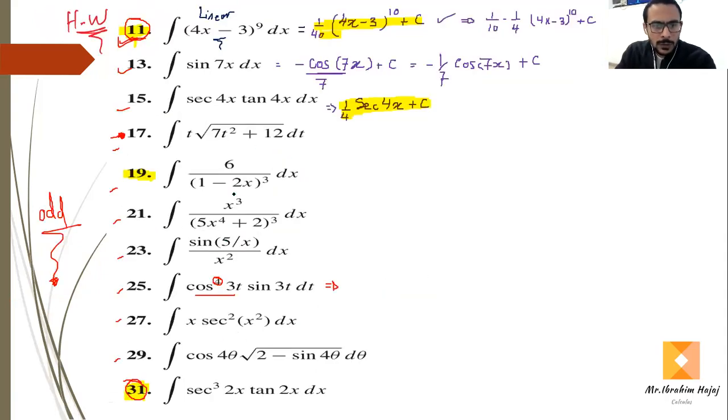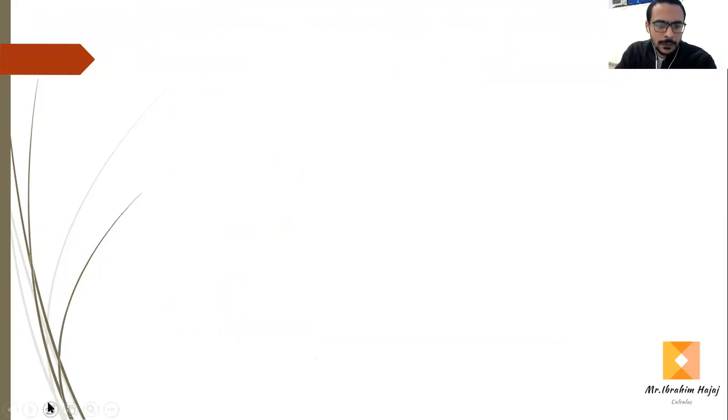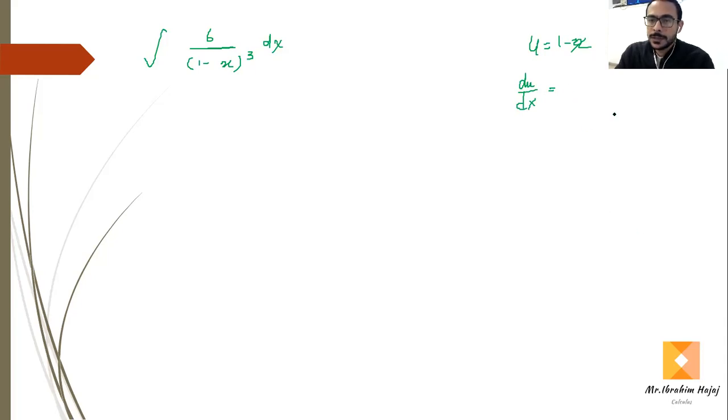It's 1 minus 2x to the power of 3. Let u equal 1 minus 2x. Then du over dx, differentiating this equation, equals negative 2. And then dx equals du over negative 2.